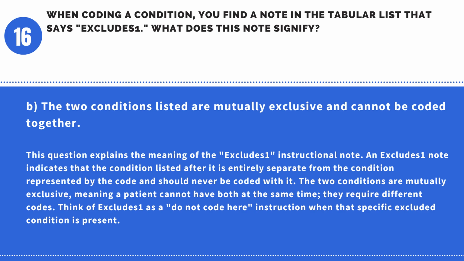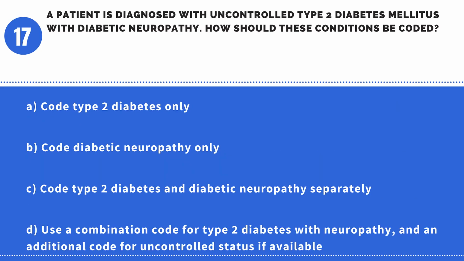Answer: B. The two conditions listed are mutually exclusive and cannot be coded together. This question explains the meaning of the excludes 1 instructional note. An excludes 1 note indicates that the condition listed after it is entirely separate from the condition represented by the code and should never be coded with it. The two conditions are mutually exclusive, meaning a patient cannot have both at the same time. They require different codes.